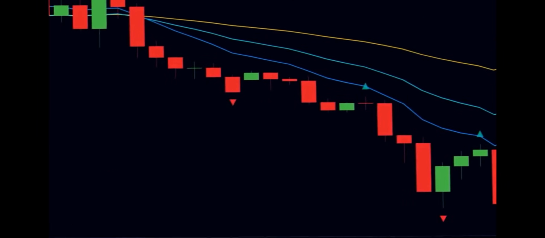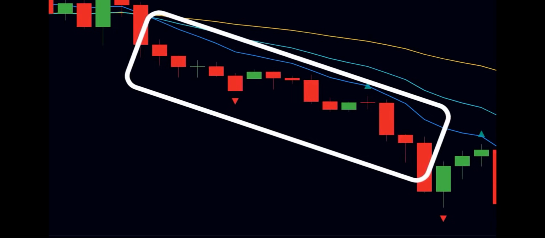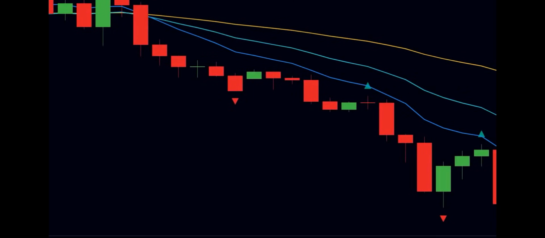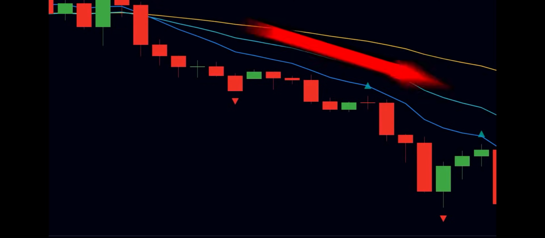Now let's look at a sell setup. Here on this chart, we see that the price was trading below the 3 EMAs. And the 3 EMAs were sequentially sloped downwards. The 10 EMA was below the 20 EMA and the 20 EMA was below the 50 EMA. This was a clear downtrend. In a downtrend like this, we want to look for sell trades only.